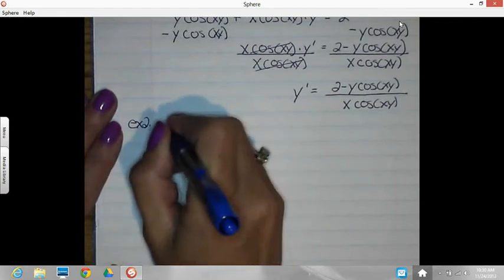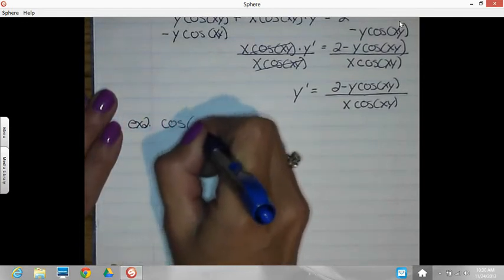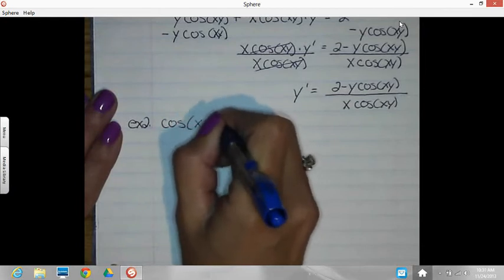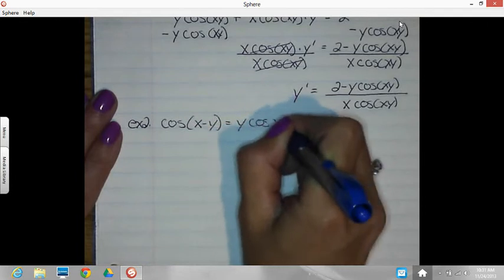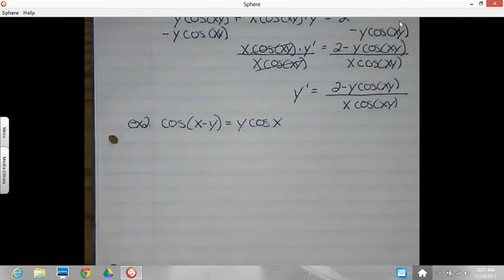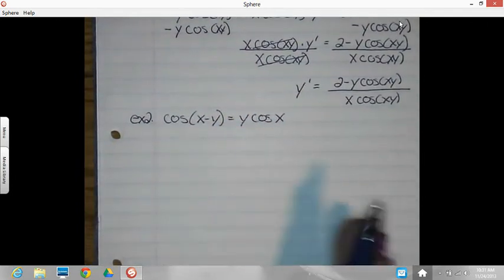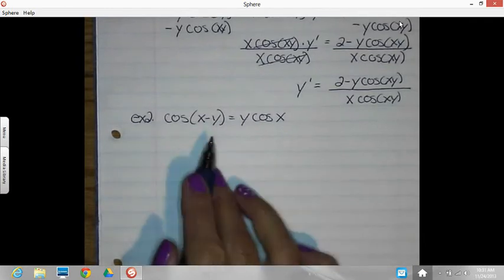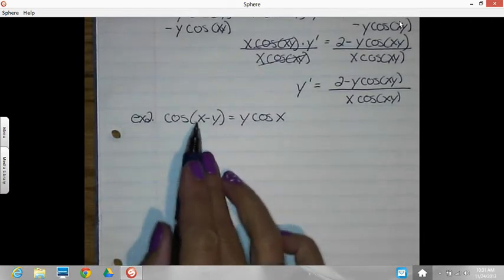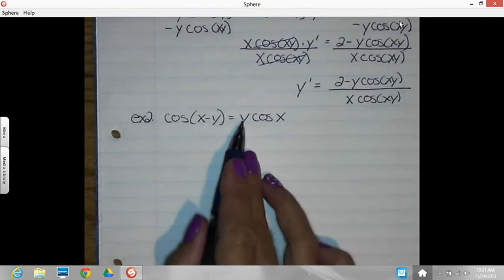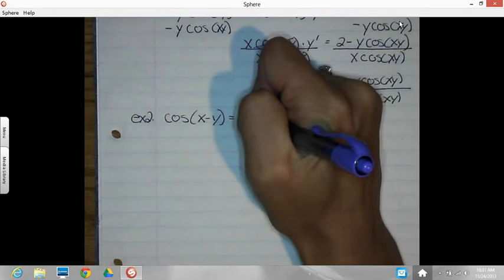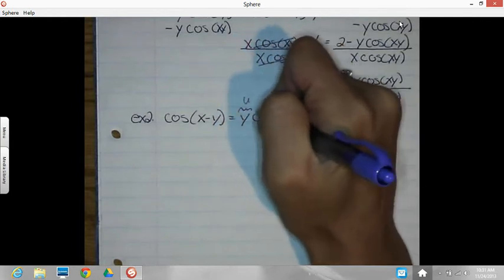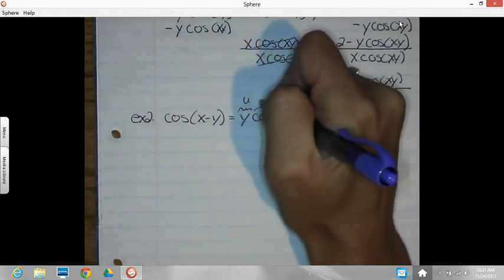Cosine of x minus y equals y cosine of x. Okay, on the left, we've got two y terms, so we should have two y primes in the end. But here I've got a trig function with an angle, and here I've got a y term times an x term. Hopefully you would recognize that to be your product rule. So we'll start on the left, though.